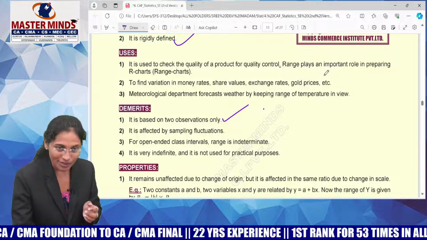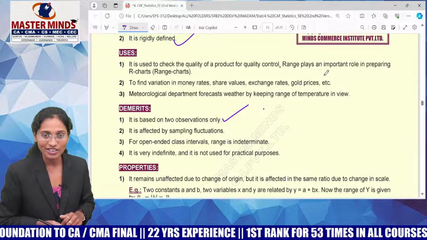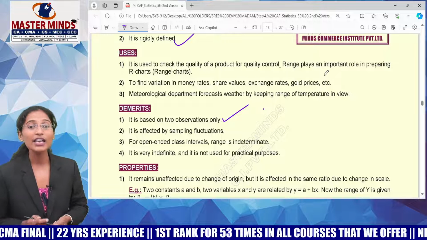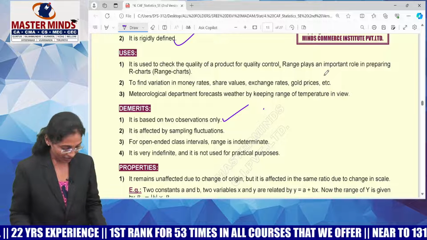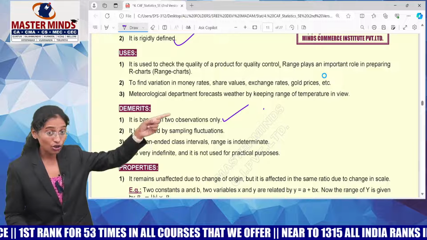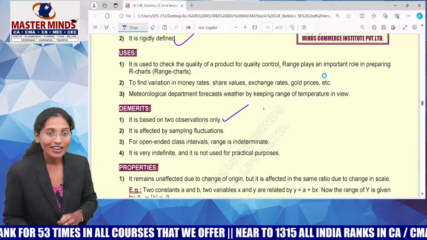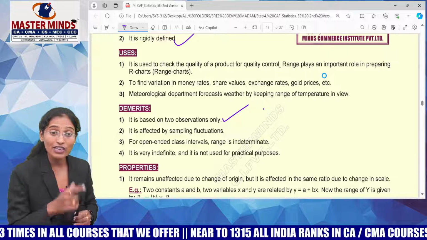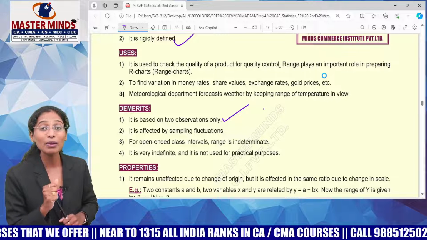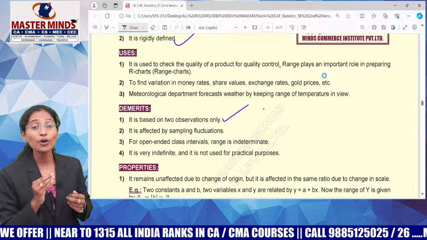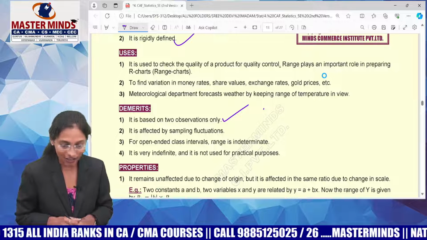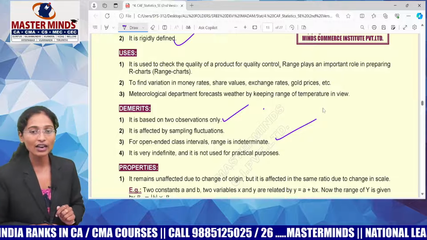Range is dependent upon extremes, so it will definitely be affected by extreme observations. Yes, range is highly affected by extreme observations, as range itself is based upon extreme observations. And one more thing, for a continuous series you calculate the range based upon the first class lower boundary and the last class upper boundary. But for an open-ended classification, do we know the first class lower boundary and the last class upper boundary? No. So we can't calculate range, or range is indeterminate for open-ended class intervals, as those two are essential to calculate range.